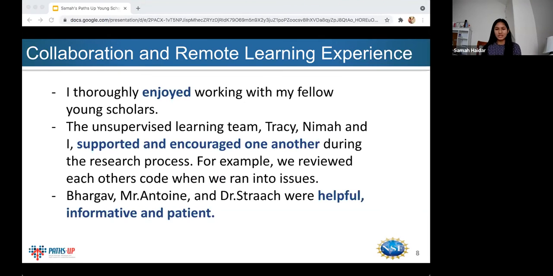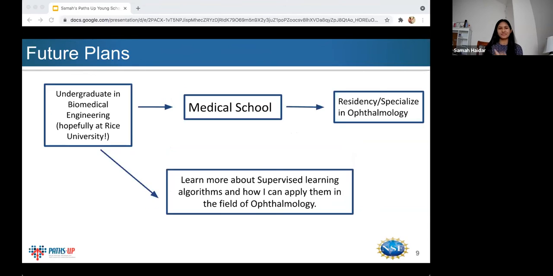And Bhargav, Mr. Antoine, Dr. Strack, and all the other incredible mentors were helpful, informative, and patient during this process and helped me so much during the entire research experience.